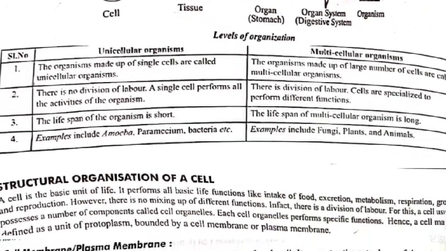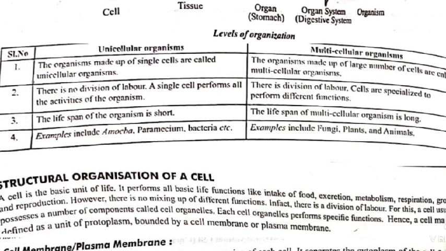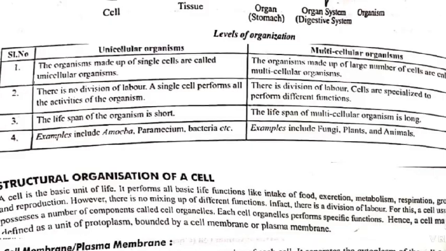Unicellular organism, the lifespan of the organism is short. Multicellular organism, the lifespan of a multicellular organism is long. Unicellular organism examples: amoeba, paramecium, bacteria. Multicellular organism examples: fungi, plants and animals.